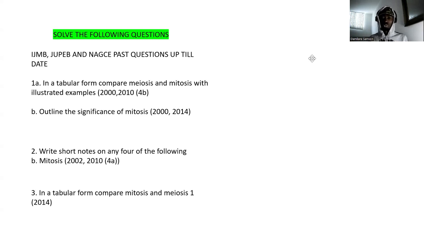So in a tabular form also, compare mitosis and meiosis 1. You remember that? Because I told you, mitosis and meiosis 2 look alike. They have almost the same thing. But mitosis and meiosis 1, they are different. So these are some of the questions you should be expecting from this very topic, which is cell division, mitosis and meiosis. So I want you to take time, answer all those questions, write it out.